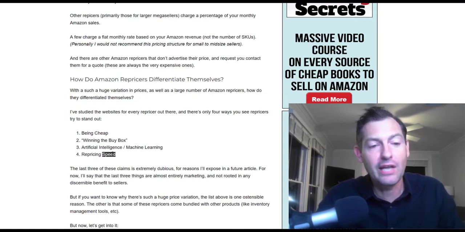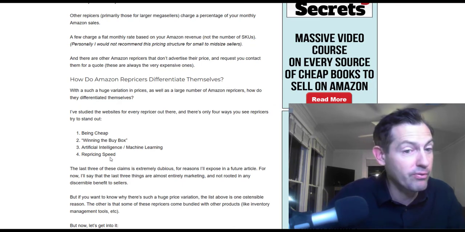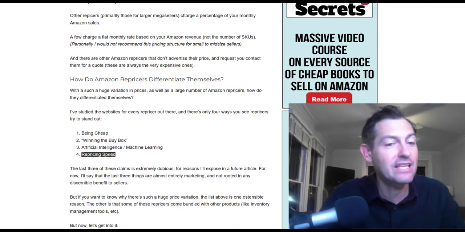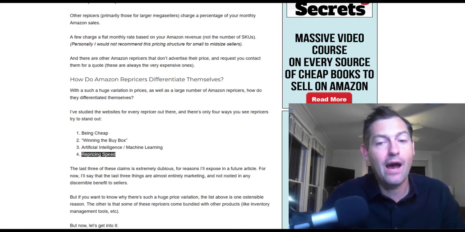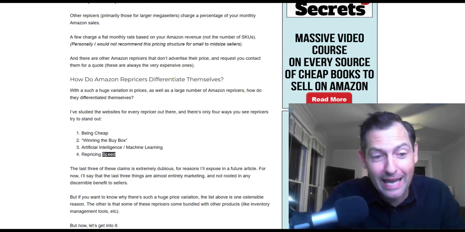No repricer should claim to reprice anything the fastest simply because Amazon limits how often third-party repricing tools can reprice. It has nothing to do with the quality of your software. It has nothing to do with how skilled your developers are or anything like that. Amazon sets limits. And so you can't be bragging about repricing speed when it has nothing to do with your tool. Amazon sets the speed.